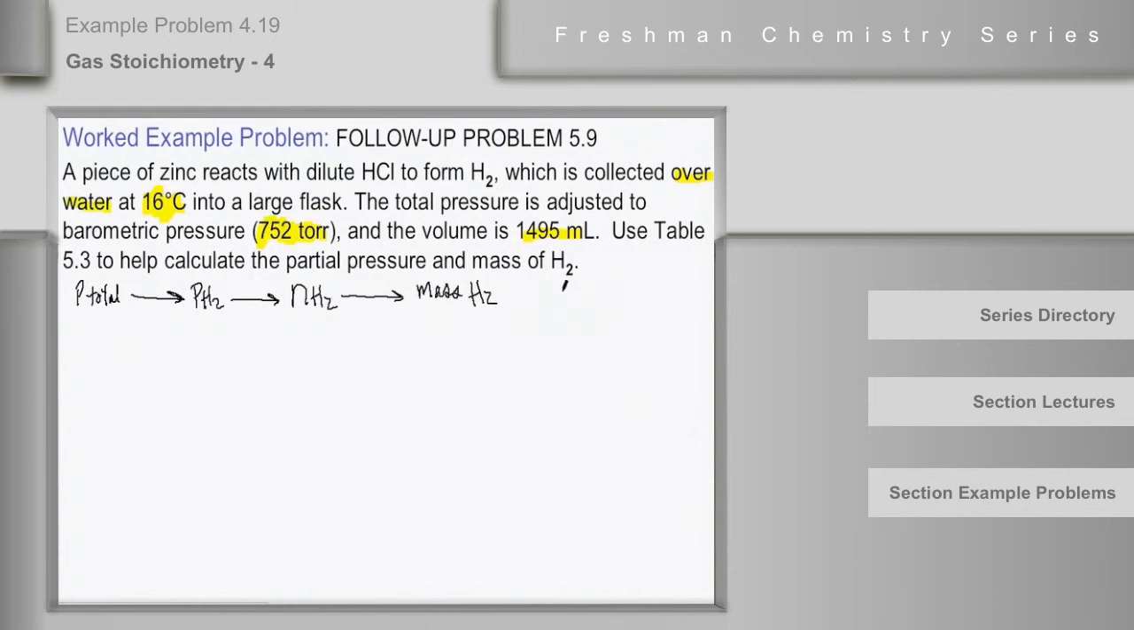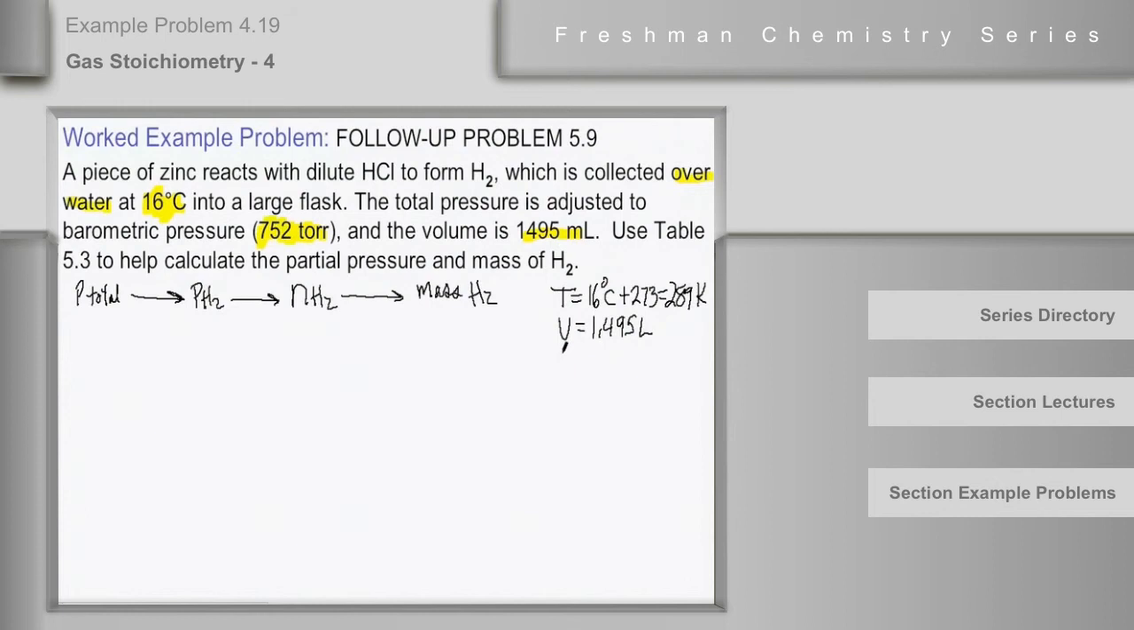If we look at the parameters we have, first of all, the temperature is equal to 16 degrees Celsius plus 273, which will be 289 Kelvin. The volume is 1,495 milliliters. To convert that to liters, we divide by 1,000, so this would be 1.495 liters of this gas.